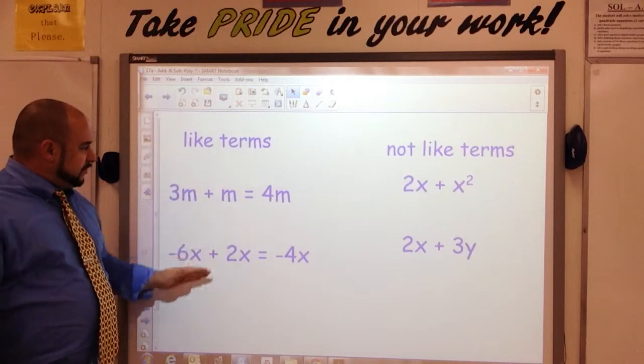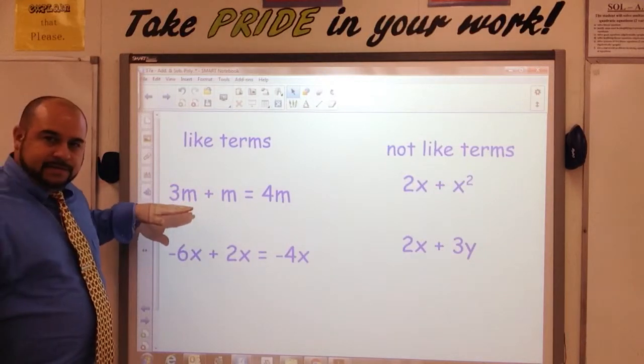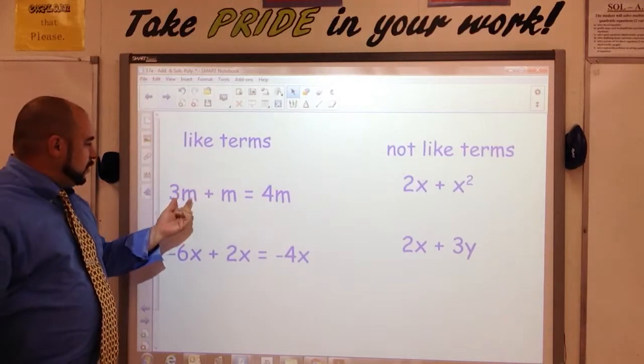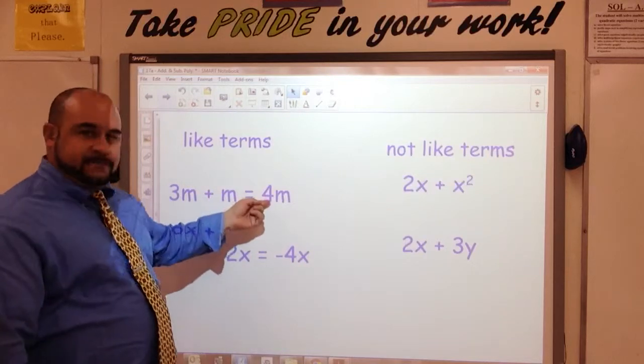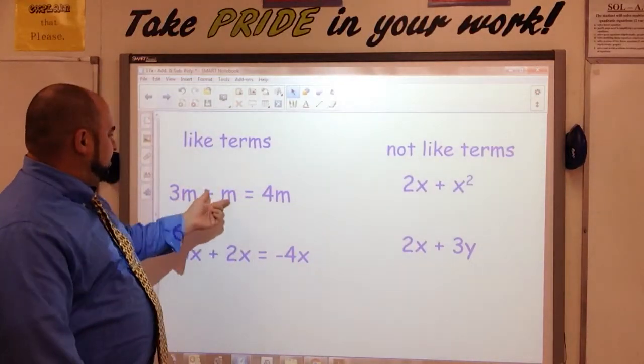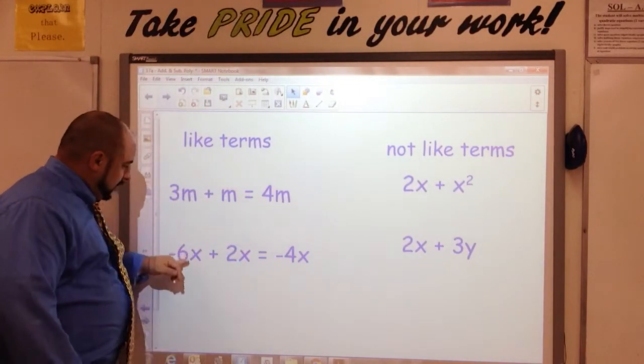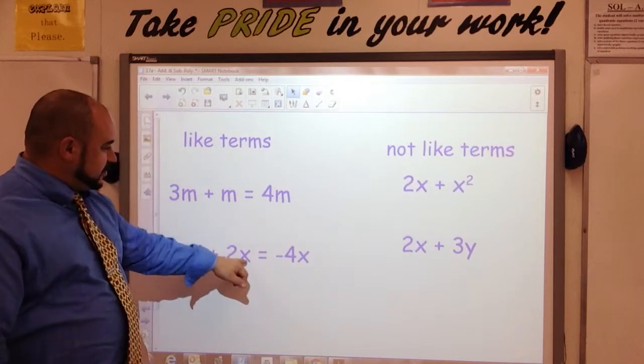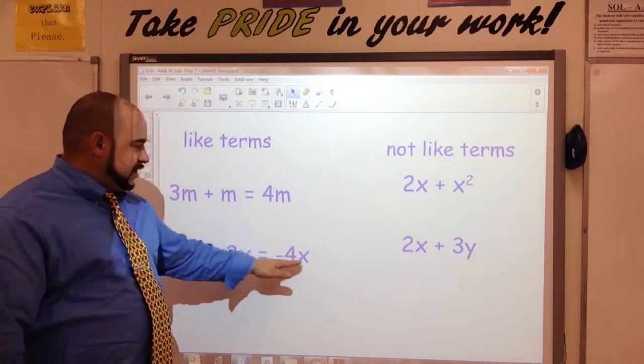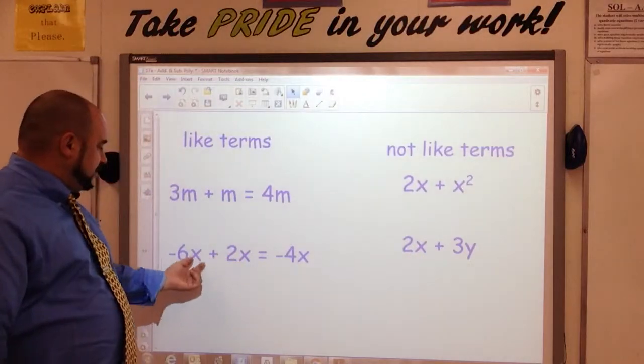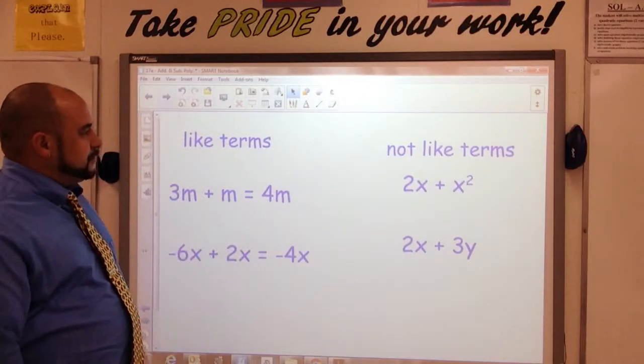These are examples of like terms. I have a 3m and an m. Well, 3m and m gives me 4m. They both have an m, same exponent. Here I have negative 6x plus 2x, which equals negative 4x. They both have x's, same exponent.